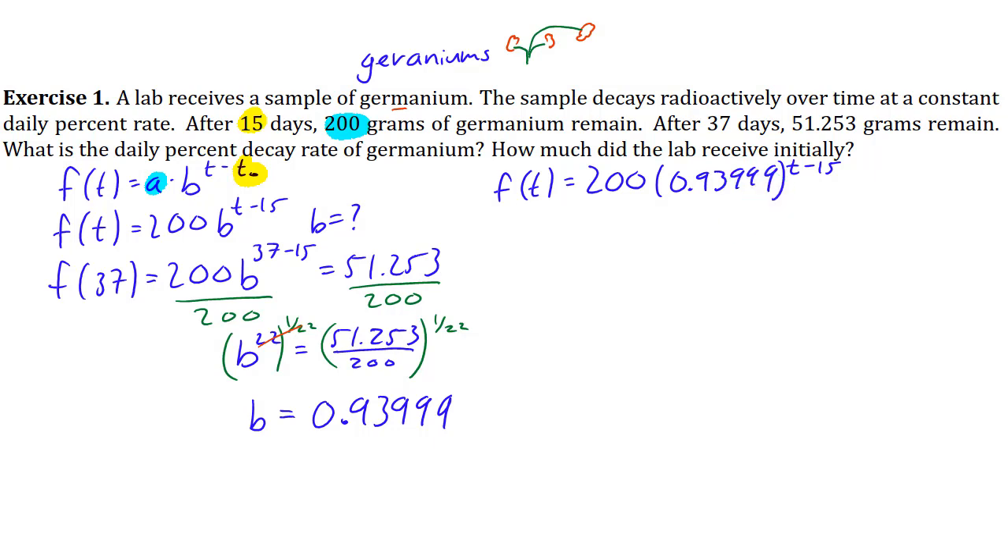Okay. So yeah, that's that. That's the formula for it. But let's see, what's the question asking? What is the percent decay rate? So that means to get the percent decay rate, we have the b, which is 0.93999, but the percent decay rate is the r. So we've got to figure out what that r is by subtracting 1 from both sides.